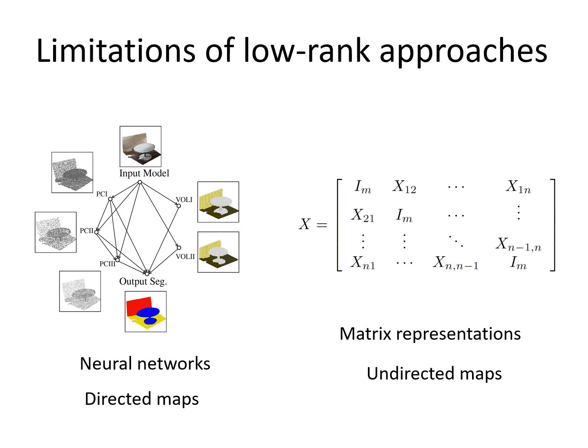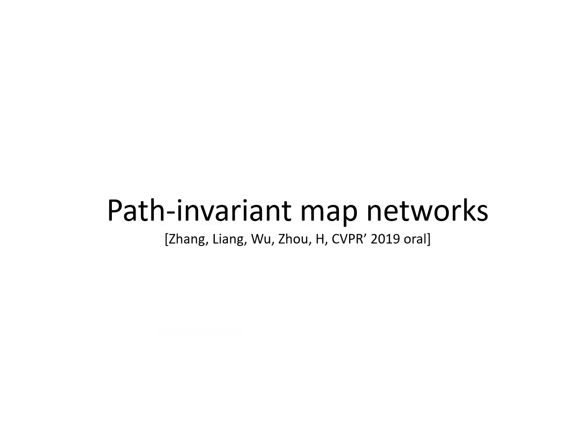When maps are given by dense correspondences or transformations of functional maps, we can use matrix representations of maps that lead to very effective low-rank based techniques. However, we cannot encode neural networks as matrices, right? So here we have to think about how to enforce those constraints by alternative means. Right, so I'm going to talk a little bit about the path-invariant networks, which is a framework for enforcing self-supervision constraints among a directed map network.